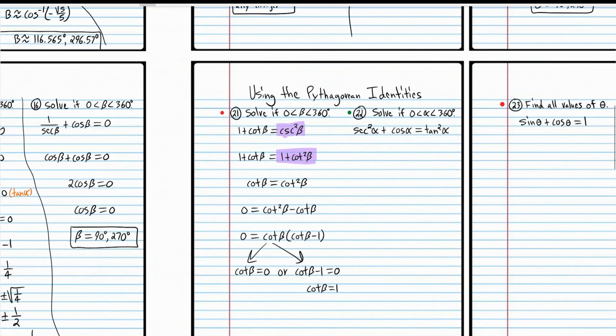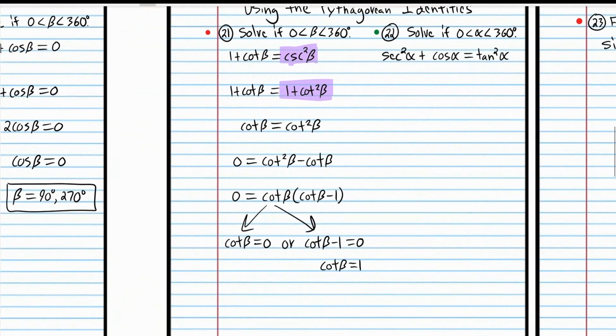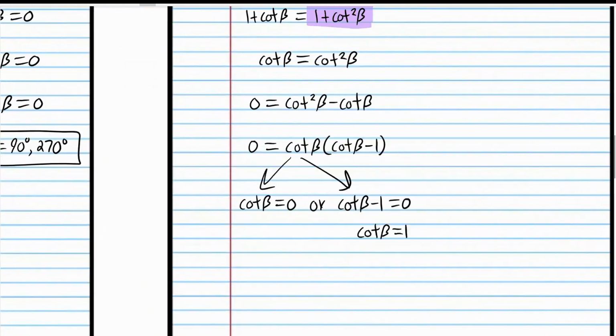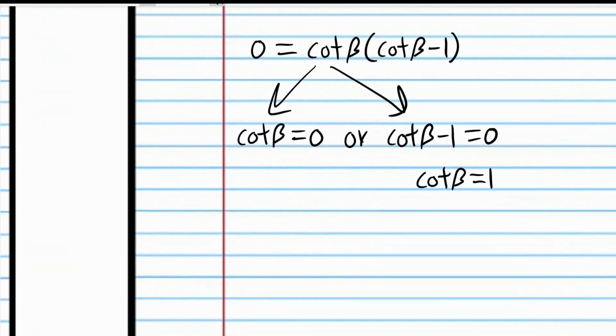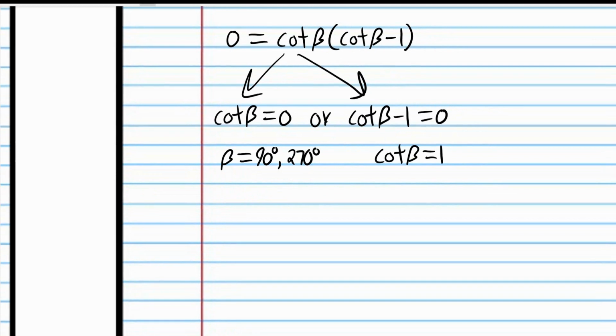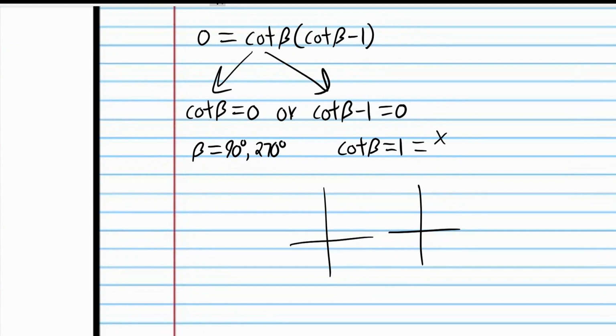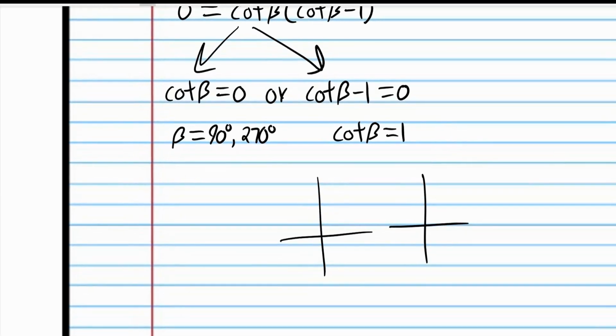And we're looking for the solutions between 0 and 360. So it looks like we're just going to have 90 degrees and 270. And over here we have to use a special triangle. This is the same thing as x over x. So we have a triangle in the first quadrant and a triangle in the third quadrant.